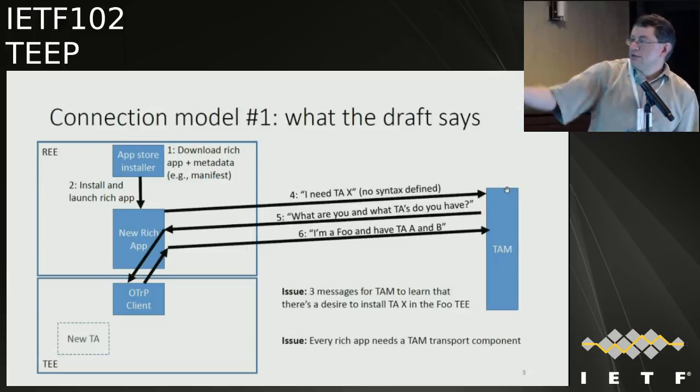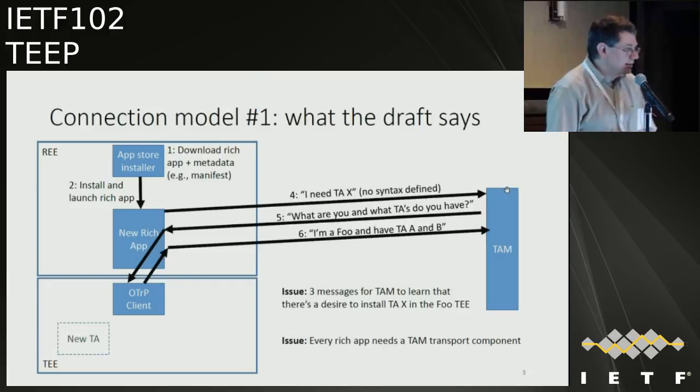And then secondly, this notion that the rich app has to be running, and the rich app has a TAM transport. It does not say that that's mandatory. That's just how it's described. And so one can infer that it's mandatory because it doesn't say otherwise. So this is what the draft says.